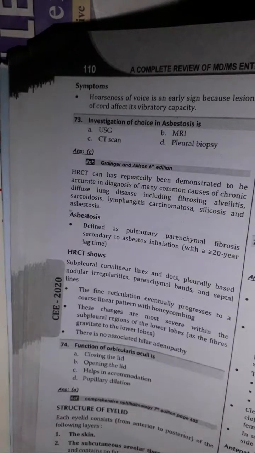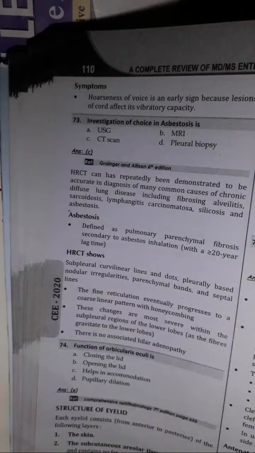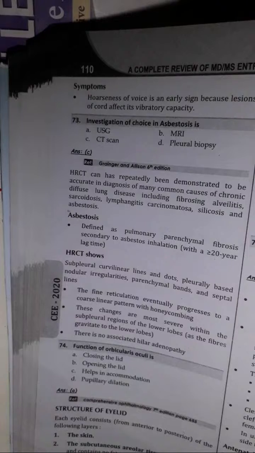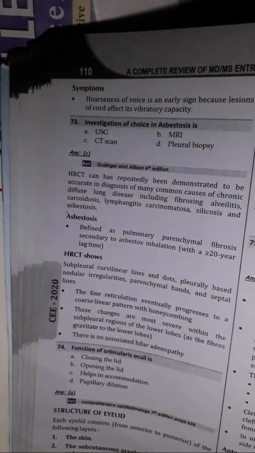Options: USG, MRI, CT scan, pleural biopsy. The question is: investigation of choice in asbestosis is? The answer is CT scan.